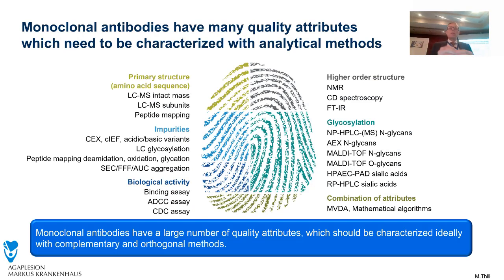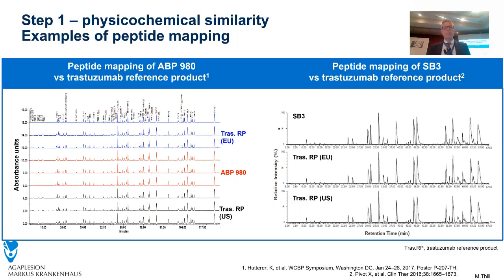So all in all, the comparison and the characterization of the reference product and biosimilar is done in very detail. So it's about the primary structure, impurities, biological activity, and so on. And there are many, many tests. And all in all, I think we have more than 100 quality attributes that can be characterized with these analytical methods. So this is the main part of a biosimilar development.